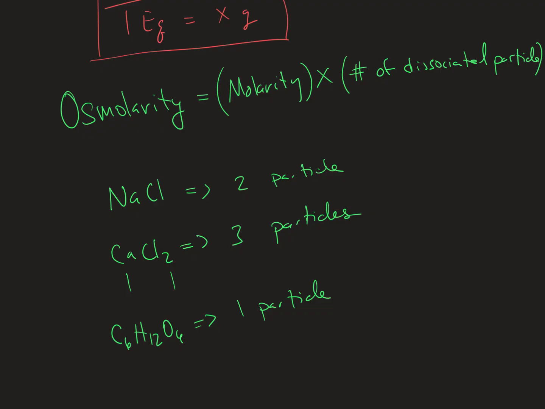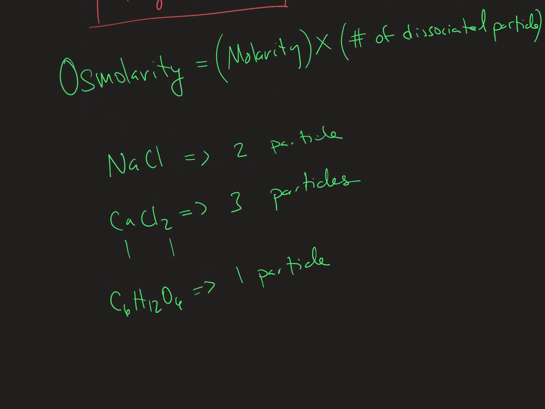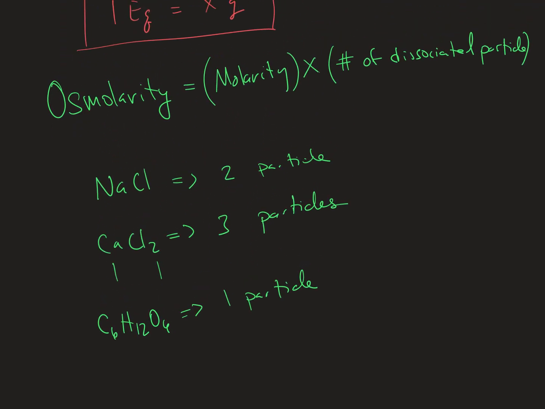So you know how to calculate molarity. It's moles per liter, moles of solute over liters of solution. Then we have to multiply by the number of particles. So that means we have to know what the solute is. So we know how to count how many, right? So let's do an example.